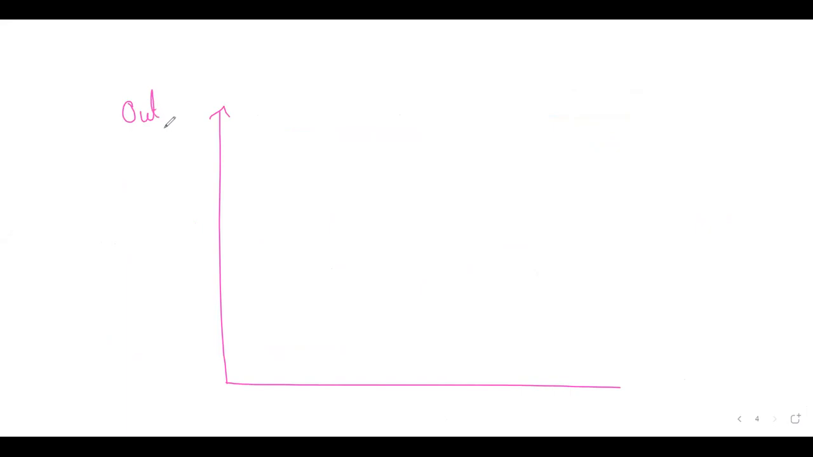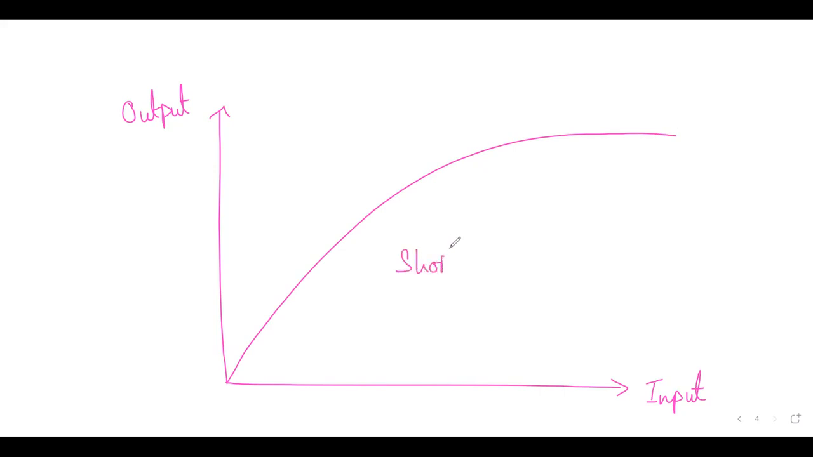So you have output and you have input. In terms of input, you can either use labor or capital or any of these things. Usually it looks like this: it is increasing, but then comes a point when it becomes kind of constant. So this is what a production function is. Now, what's the difference between short run and long run? Because that was the main question.